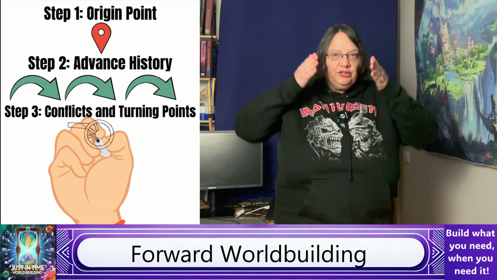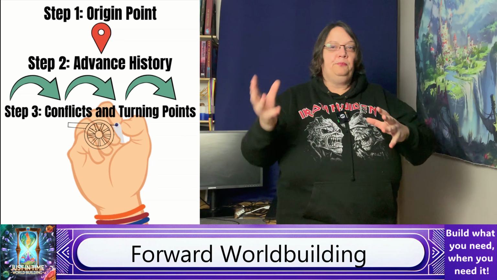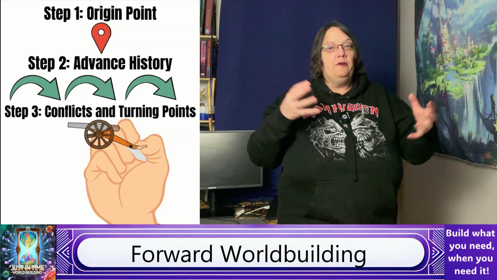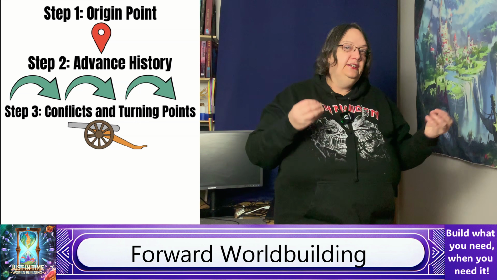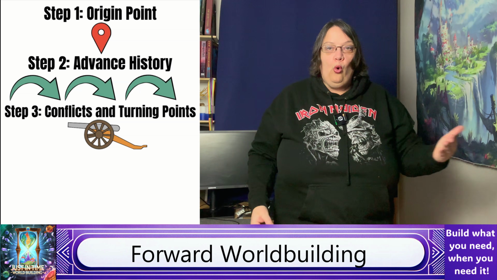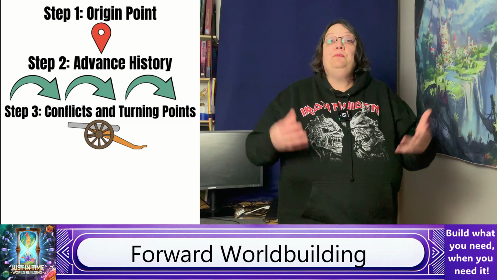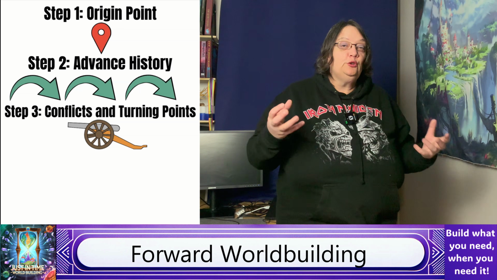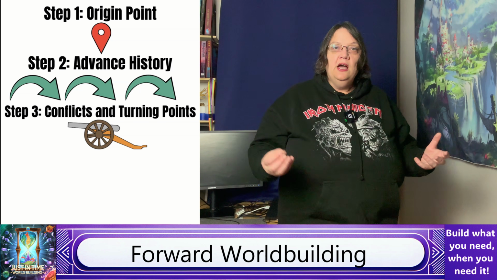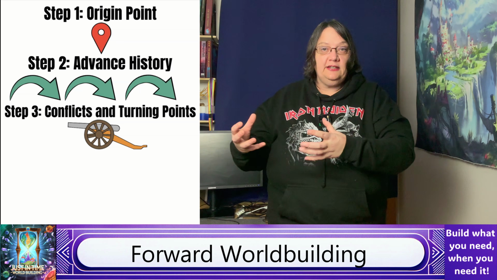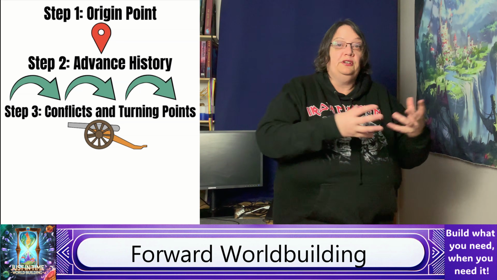History isn't just a straight line. It's shaped by conflicts, disasters, and major turning points. As you advance your history, consider key disruptions. Are there wars? Does Carthage challenge Athens for dominance? Are there plagues? How does a magical society handle disease? Are there industrial revolutions? Does magic accelerate technological advancement or retard it?